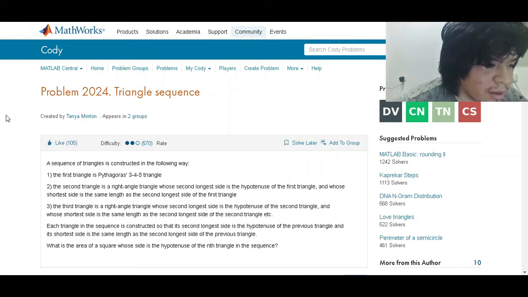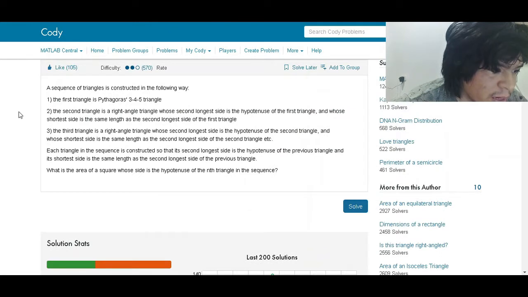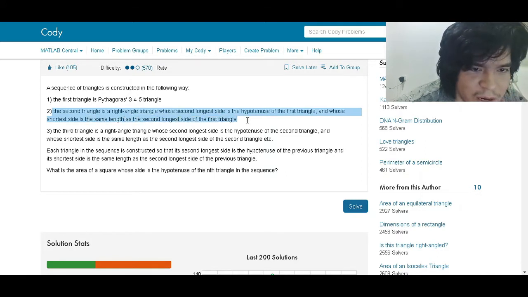Okay, problem number 2024, triangle sequence. A sequence of triangles is constructed in the following way. 1. The first triangle is a Pythagoras 3, 4, 5 triangle. 2. The second triangle is a right angle triangle whose second longest side is the hypotenuse of the first triangle and whose shortest side is the same length as the second longest side of the first triangle.